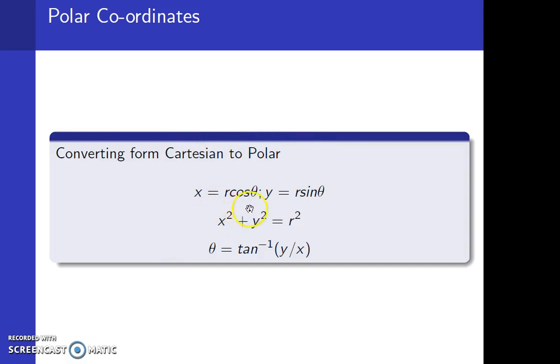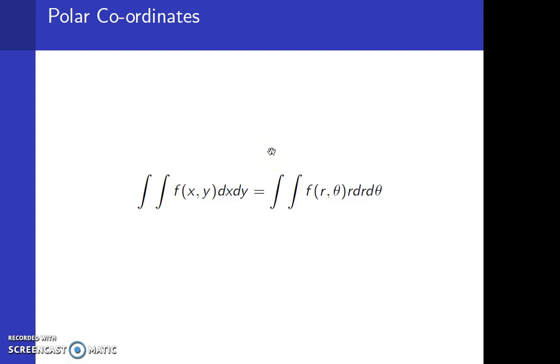X is basically r cos theta, y is given as r sin theta. If you add the square of x and the square of y, you end up getting r square, and the angle theta is given by tan inverse of y by x. This is the conversion we will have to use whilst converting from Cartesian to polar.